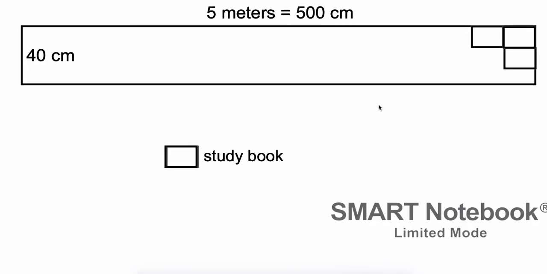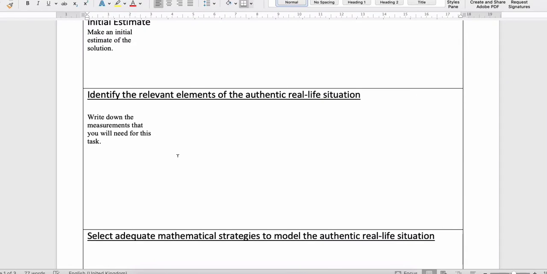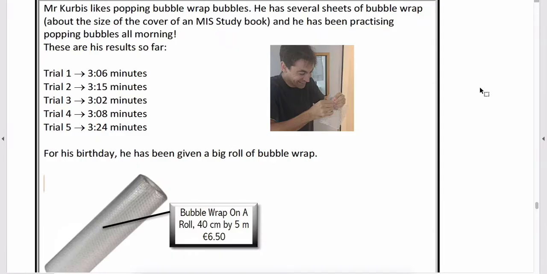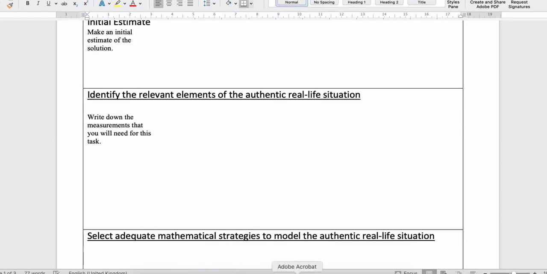roll. So if that's your idea, then of course there are a couple of measurements that you need to solve it. And this is the part where you write down all the measurements that you might need. So for instance, in this case, you may want to say, okay, the average of how many minutes it takes Mr. Kurbis to pop bubbles in one MIS study book size kind of sheet. And you might want to measure the size of MIS study book. So this is where you can write that down.